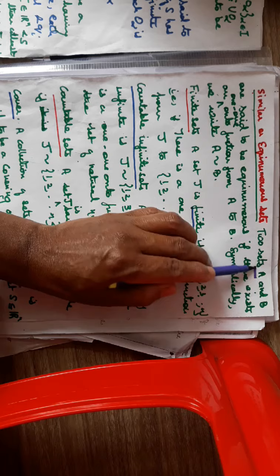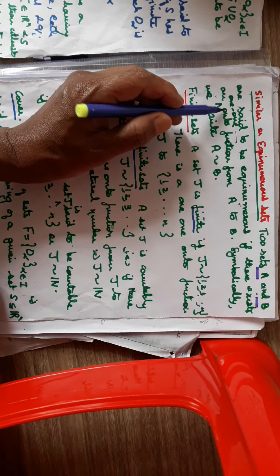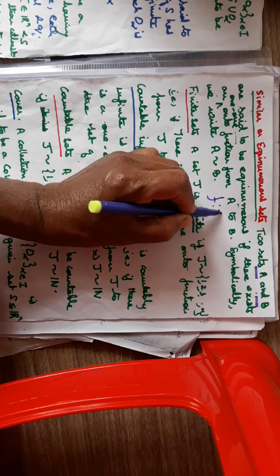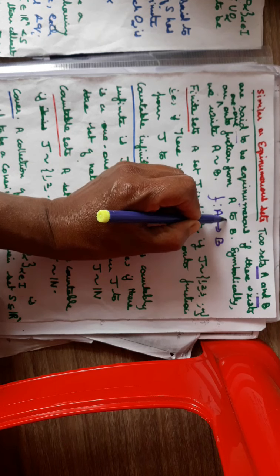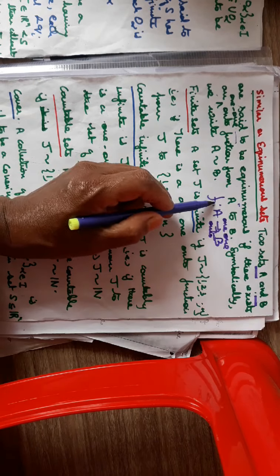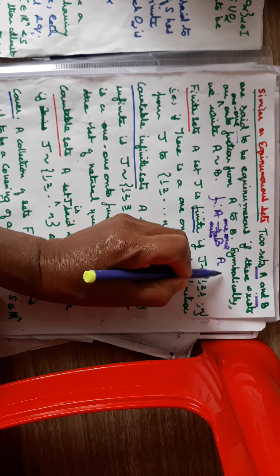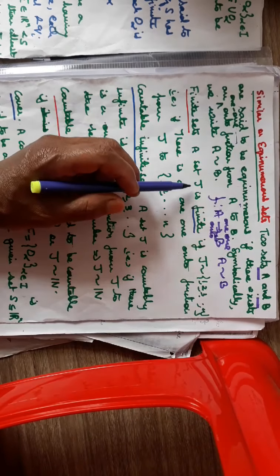Two sets A and B are said to be equinumerous or similar if there exists a 1-1 function f defined from A to B. If there exists a 1-1 onto function from A to B, then these two sets are said to be equinumerous, and symbolically we write A is similar to B. I hope it is clear what a 1-1 onto function is.